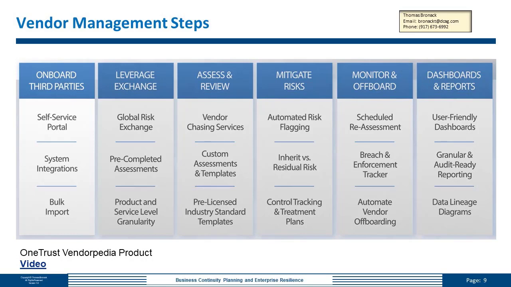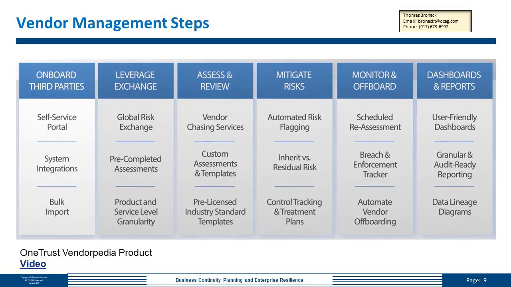For that reason, I am including this overview slide on protecting the company from supply chain interruptions. The 6 steps associated with supply chain vendor management are shown with subcategories listed below. The steps to follow when onboarding new vendors and integrating them within your company supply chain include: 1. Onboarding third parties, including providing a self-service portal, systems integrations, and bulk import procedures. 2. Leverage exchange to include a global risk exchange, pre-completed assessments, and product and service level granularity.